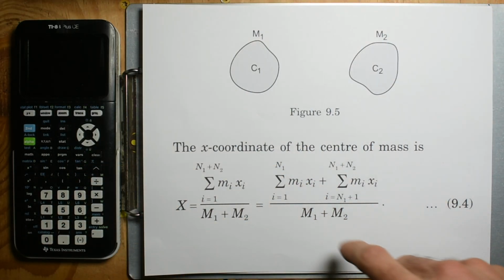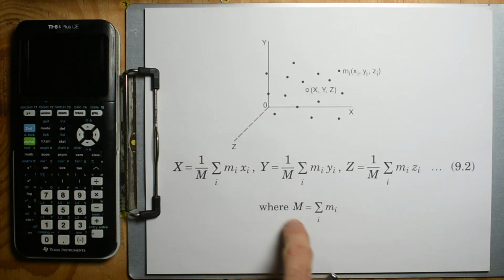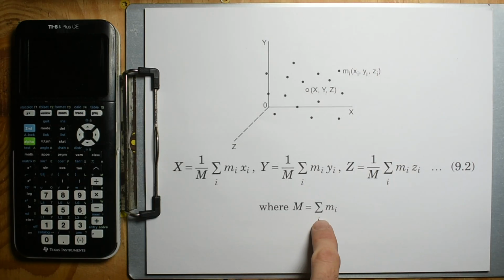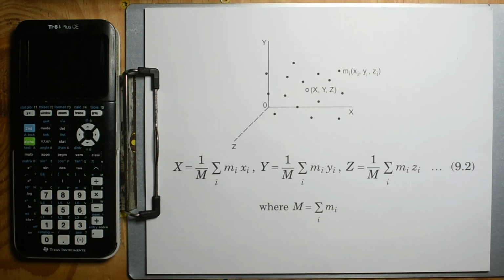So what is going to be below here? This M for M1 and M2 is going to be just the summation of the individual masses. So that's what we're going to do. We're going to derive that today.